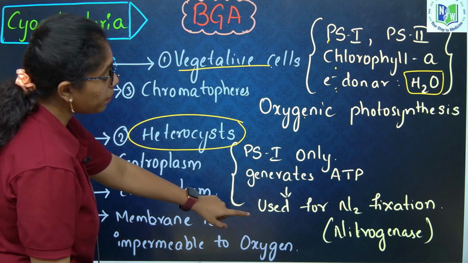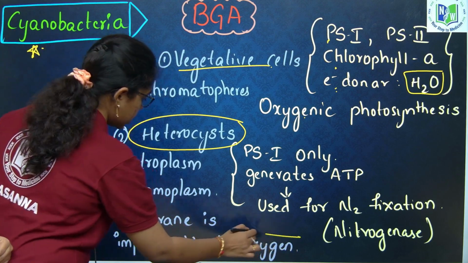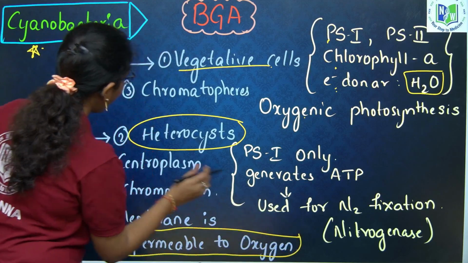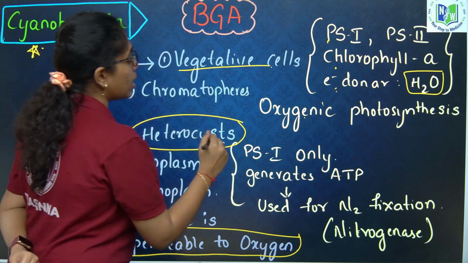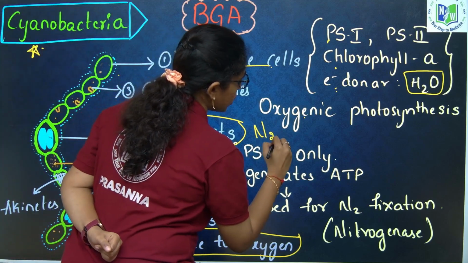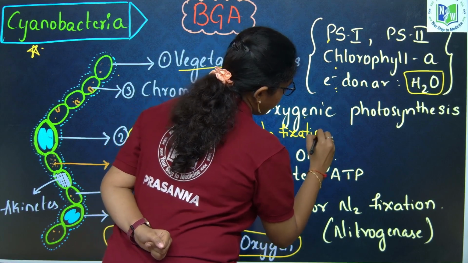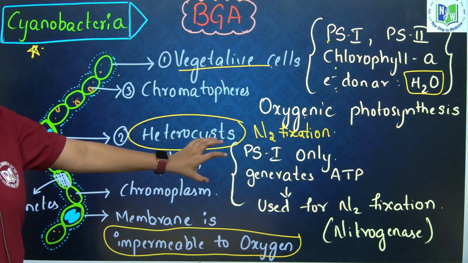Heterocyst has a thick cell wall outside, a thick membrane outside. This is impermeable to water, this is impermeable to oxygen. Why is the heterocyst membrane impermeable to oxygen? It is because the heterocyst's main function is nitrogen fixation. What is the main function of heterocyst? Nitrogen fixation.